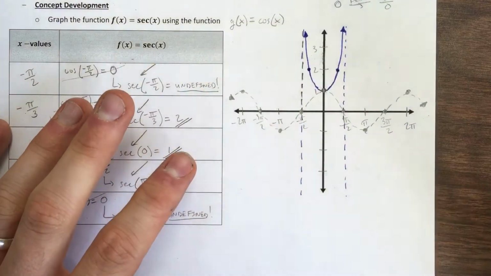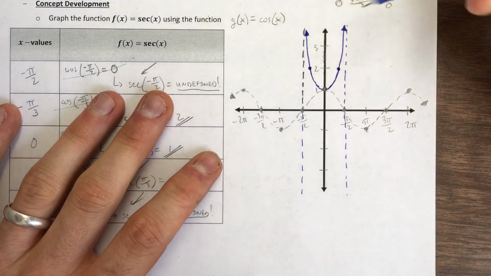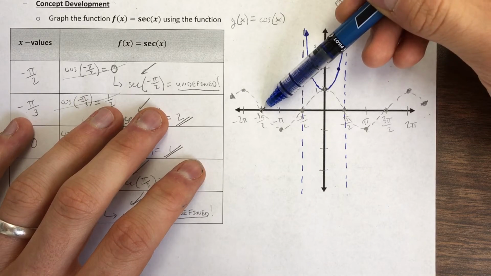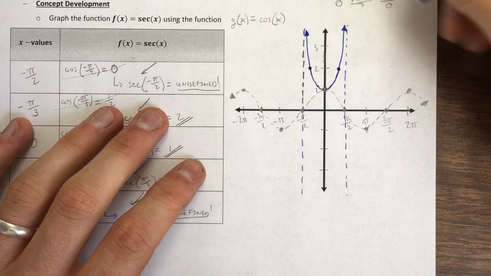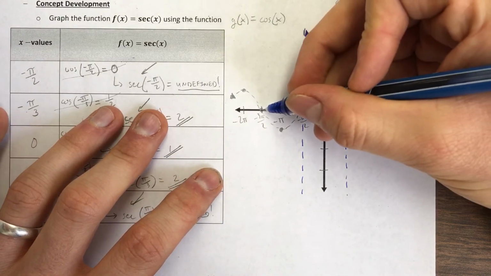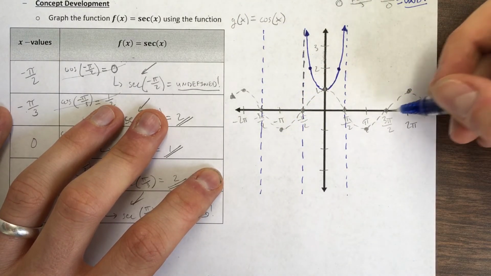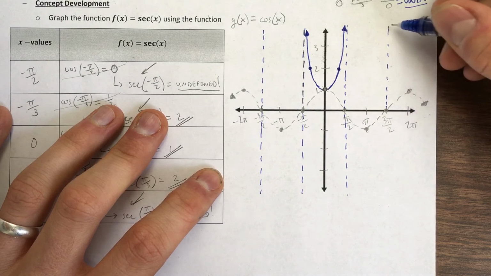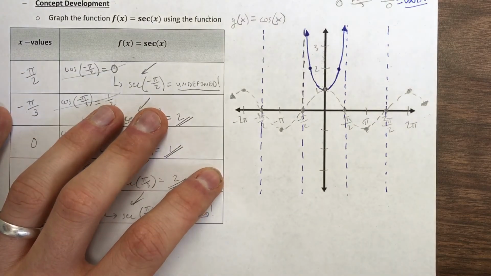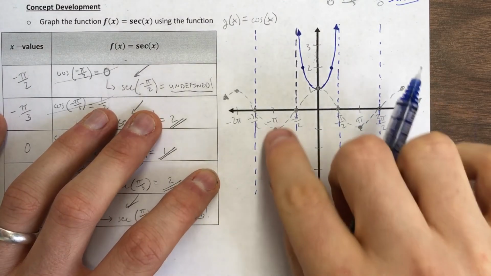Now, if we continue, if you need to pause, rewind, that's fine. Please do so. Now, if we continue in this direction, let's just start with the zeros. At negative 3 pi over 2, cosine is 0. It's touching the x-axis. But the reciprocal of 0 is 1 over 0, which is undefined. So here the function is going to be undefined. At 3 pi over 2, it touches the x-axis, and it is going to be undefined.